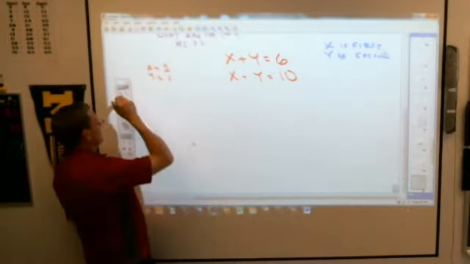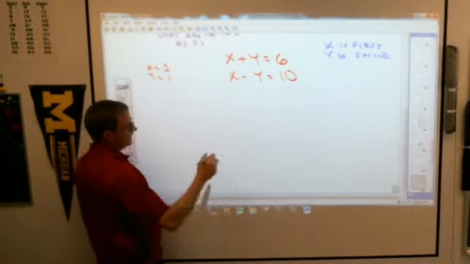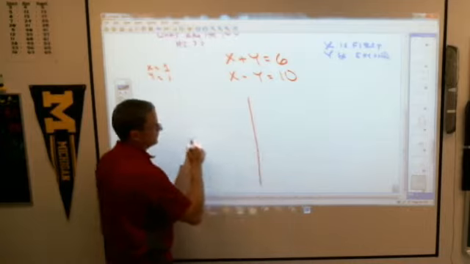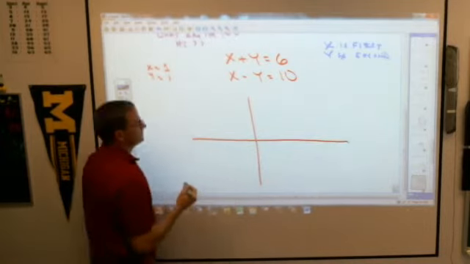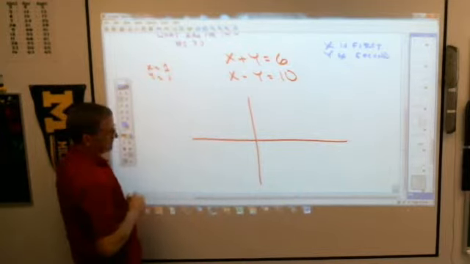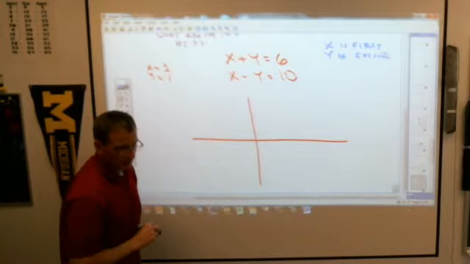What types of equations are they? Linear. Yeah, they're linear, but they're in standard form. How do I graph standard forms? What do we call it? The x and y intercepts. Thank you, Madison.